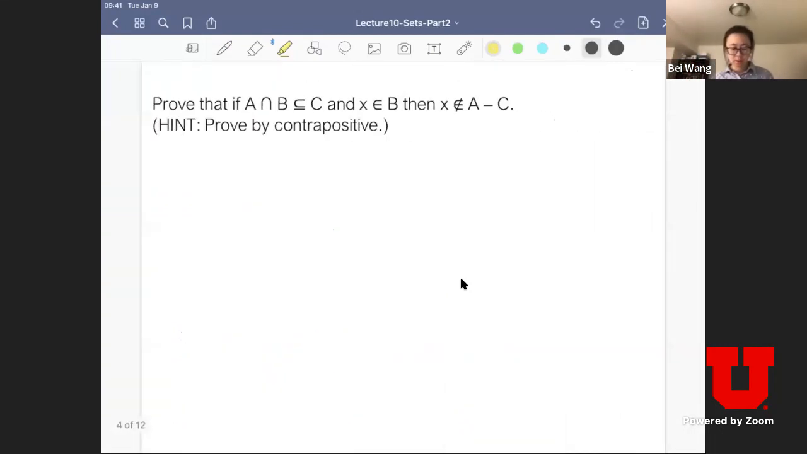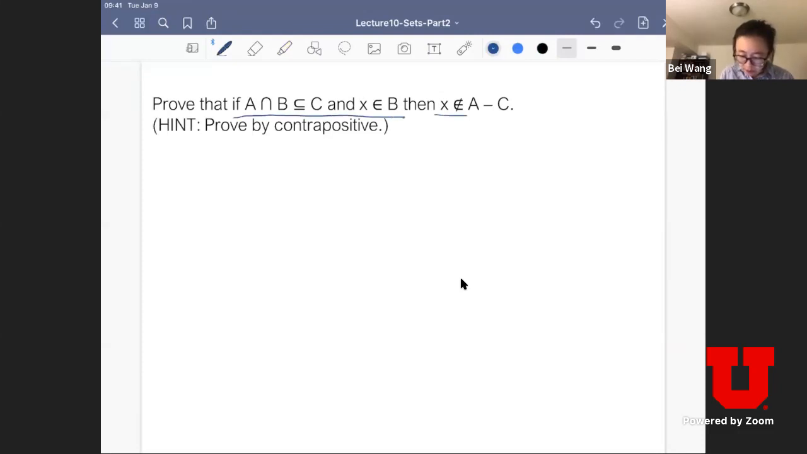All right. So now we have the following statement or proposition, and we want to prove it by a contrapositive statement. So it's asking to prove that if A intersect B is a subset of C and X is an element of B, then X is not in the set difference between A and C. So there's a few components here.